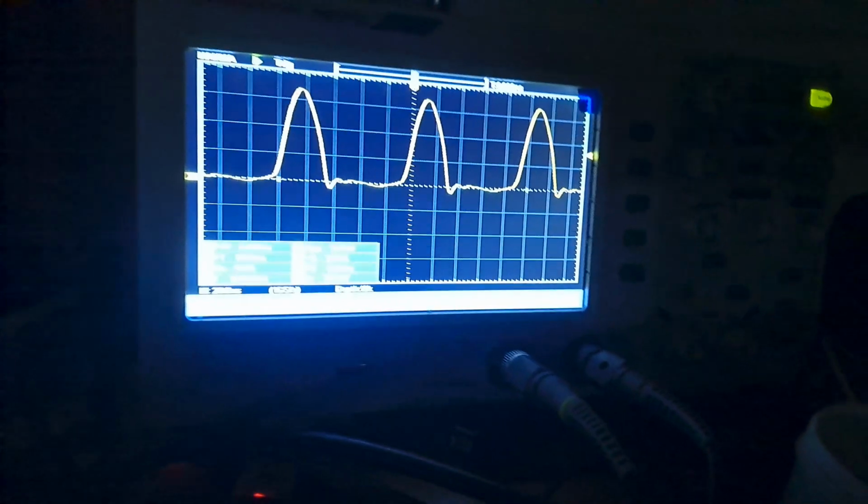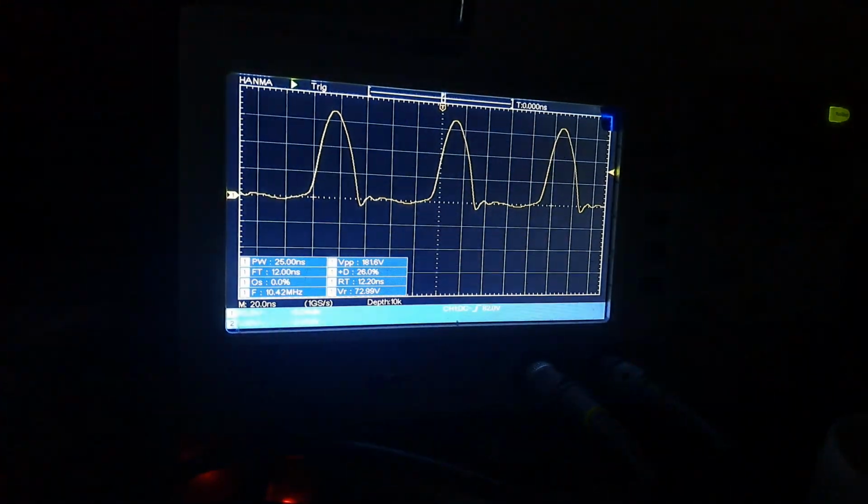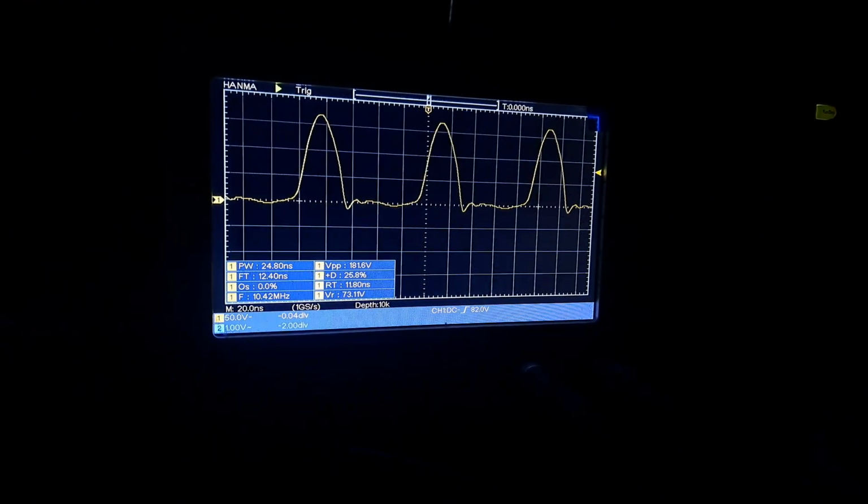And you know what? I'm just gonna bring it to about 100 watts, so really about 42 volts, about 180 volt swings on the drain there. Right. So yeah, that's not bad.